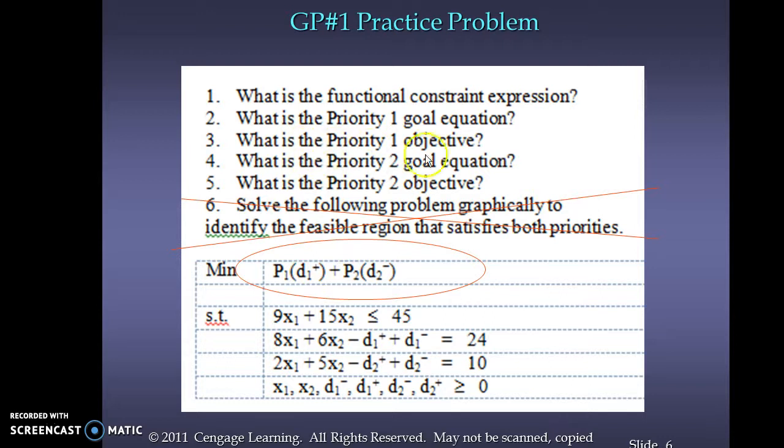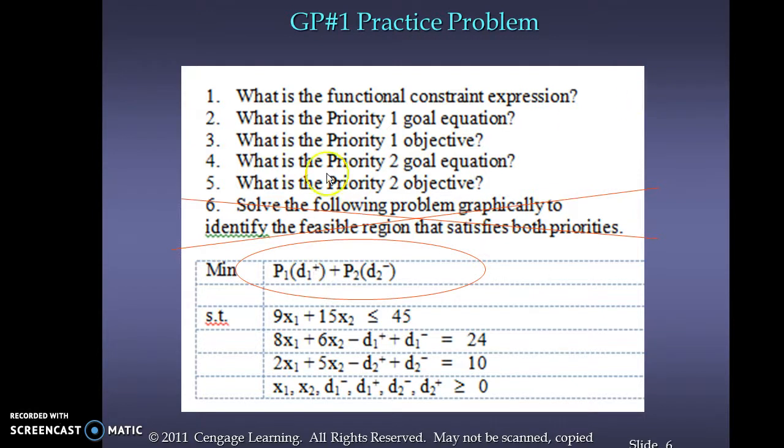So the priority 1 objective. Priority 1 objective is to equal 24. You know that because of the D1 constraints, the deviation variables. That indicates that it's the priority 1 goal equation. Priority 1 objective is to equal 24 while minimizing the amount by which its deviation variable D1 causes it to exceed, we have the plus symbol, to exceed 24.